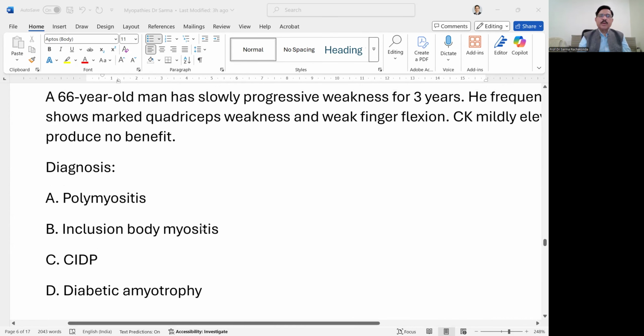So why is it not polymyositis? Polymyositis will have proximal muscle weakness, like climbing the stairs, lifting up, and neck flexors will be affected. Dermatomyositis will have the same picture, associated malignancy, and of course the skin rash will be there. So here it is inclusion body myositis because the weakness is affecting quadriceps and finger flexors.